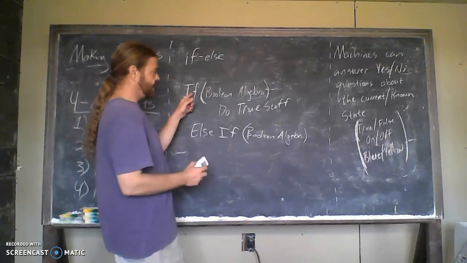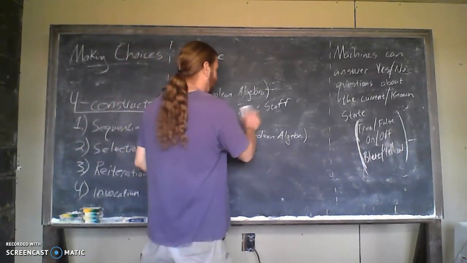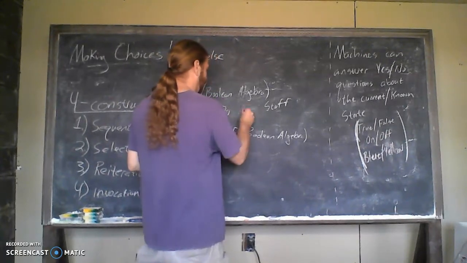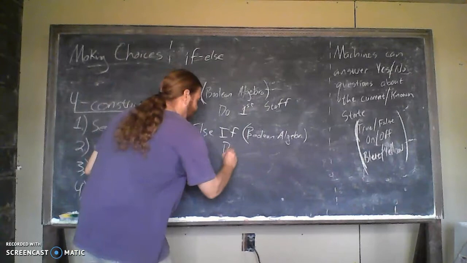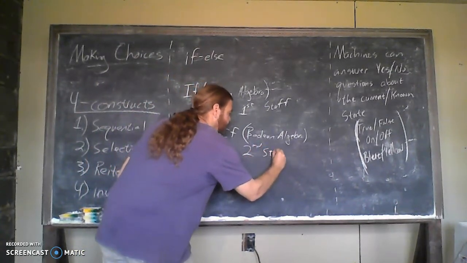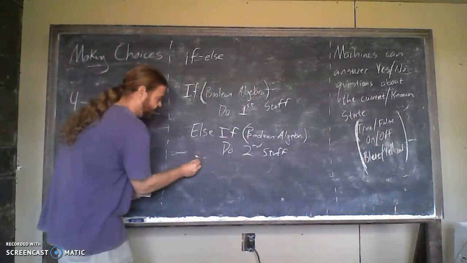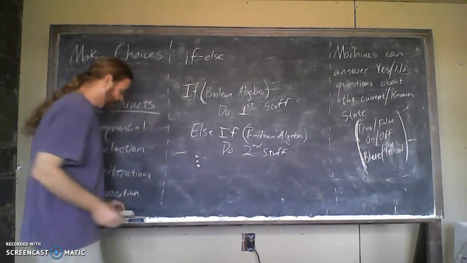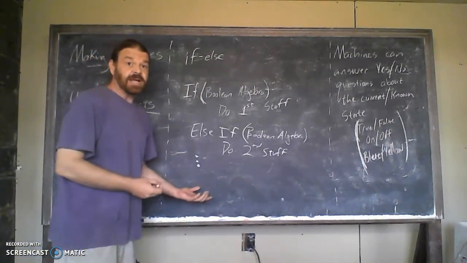So then we're going to have multiple things that could be true. So do first stuff, then do second stuff. And then we can continue that down for quite a ways. And eventually we often want to include a default case.